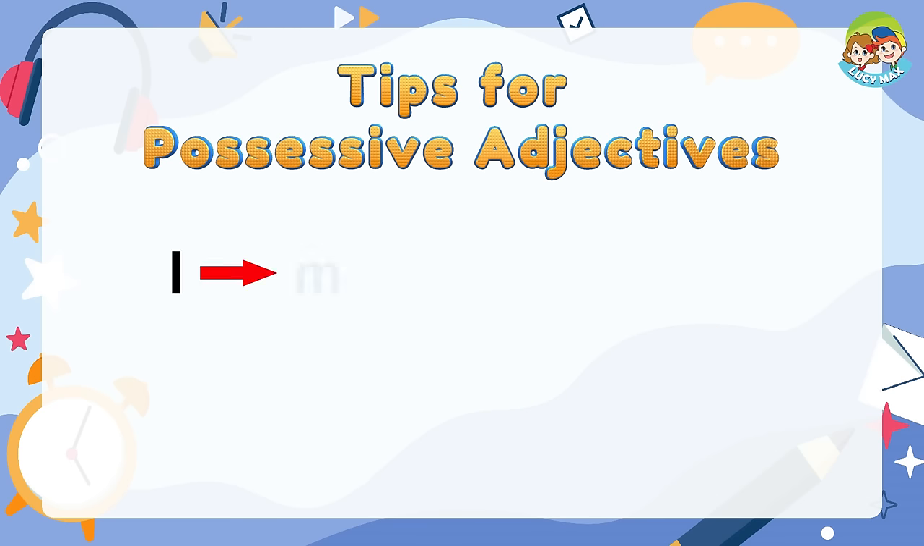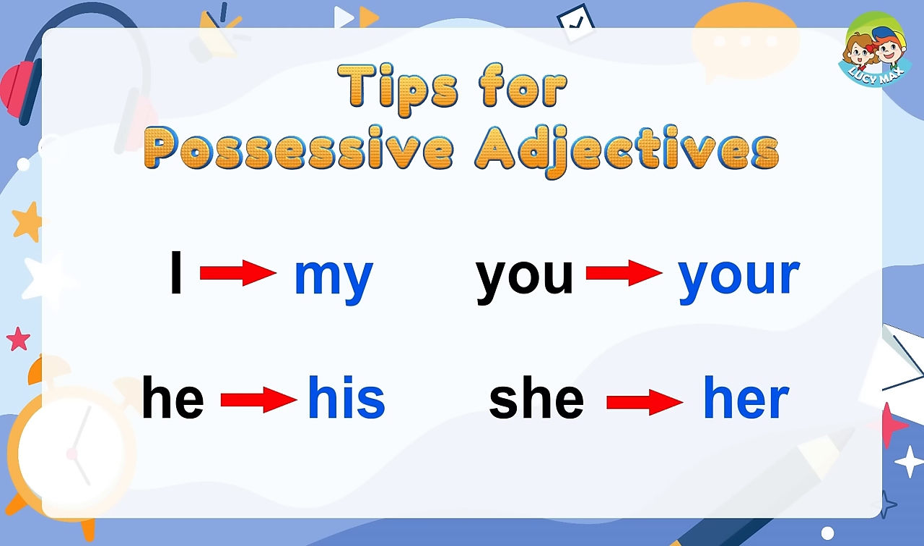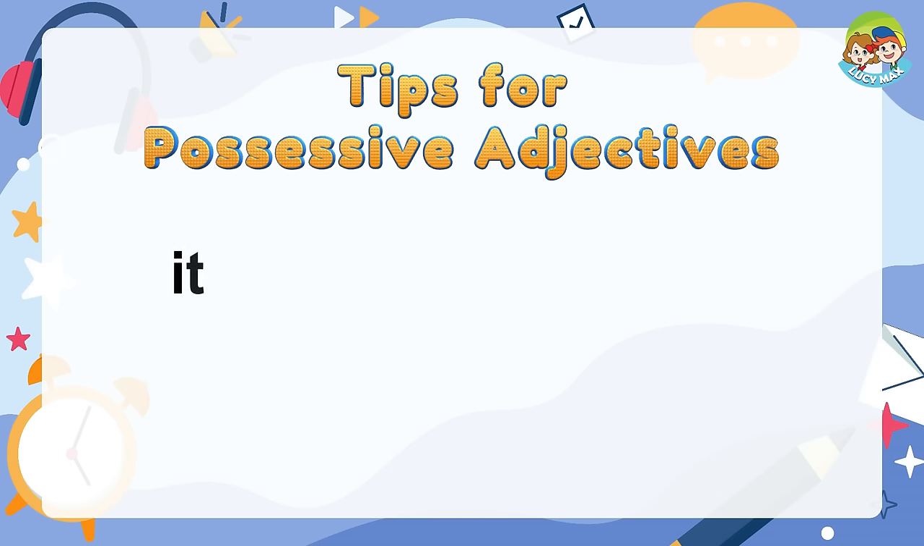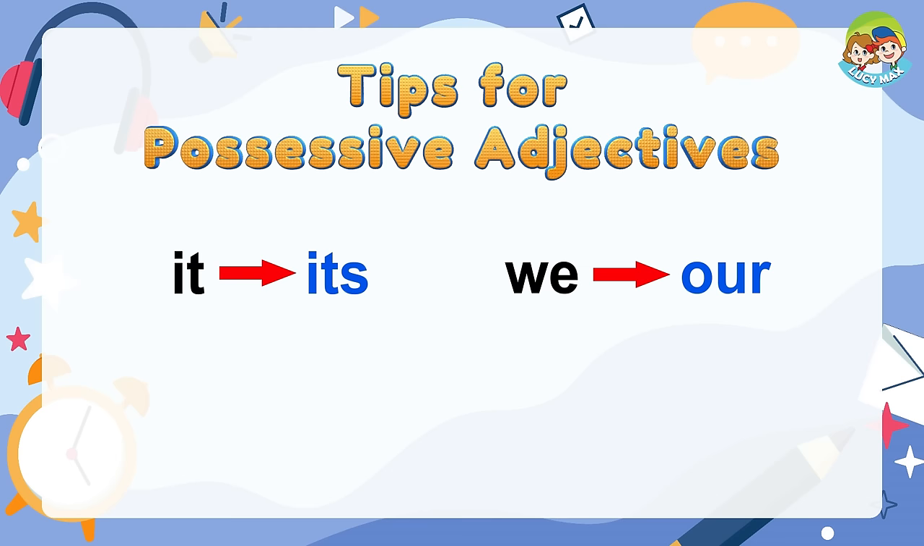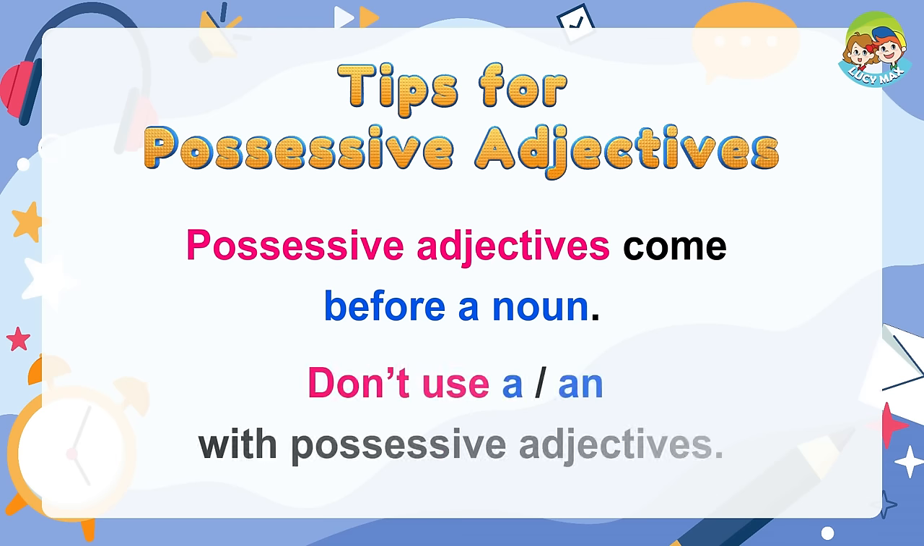I changes to my. You changes to your. He is his. She is her. It, its. We, our. They, their. Possessive adjectives come before a noun. You don't use a or an with possessive adjectives.